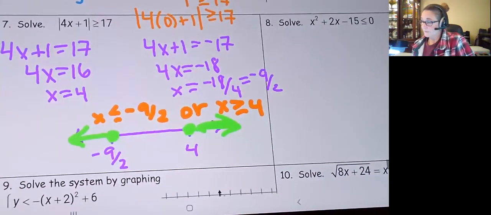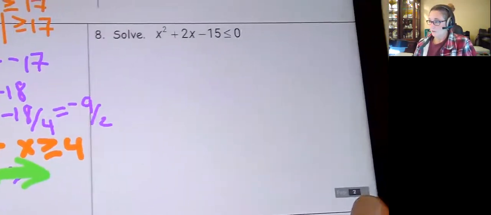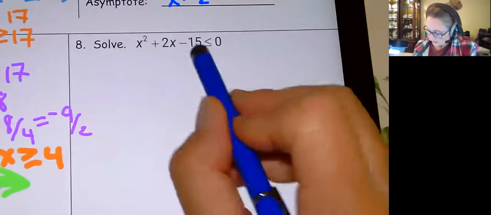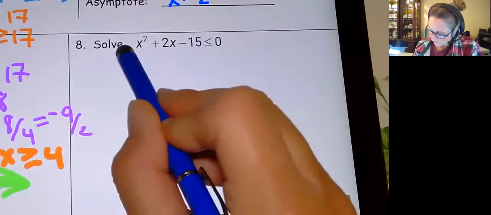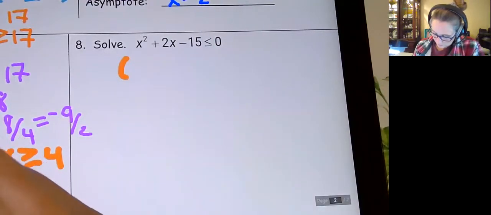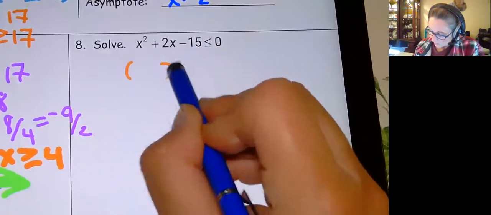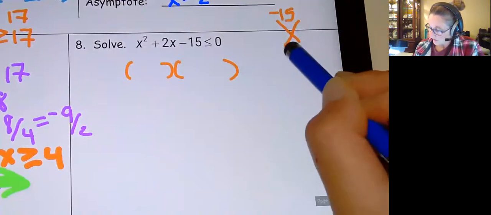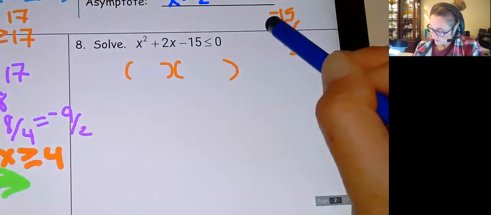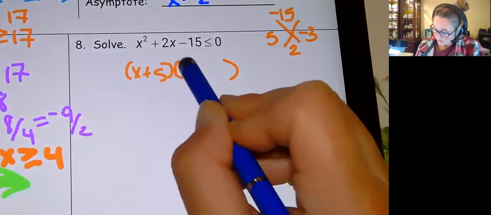Parabola. Again, another quadratic. So for this one, I actually keep the inequality here, and I want to figure out what the factors are. I'm trying to think of what multiplies to a -15 and adds to 2. So that's going to be a 5 and a -3. So this is going to be an x plus 5 and an x minus 3.